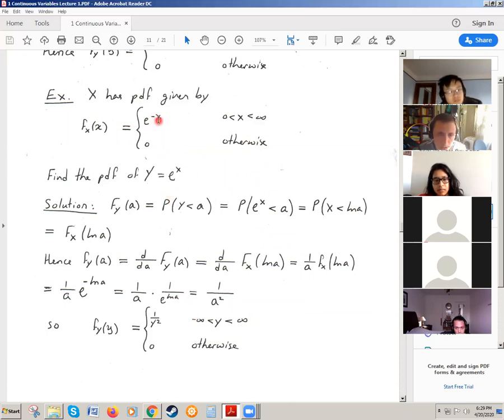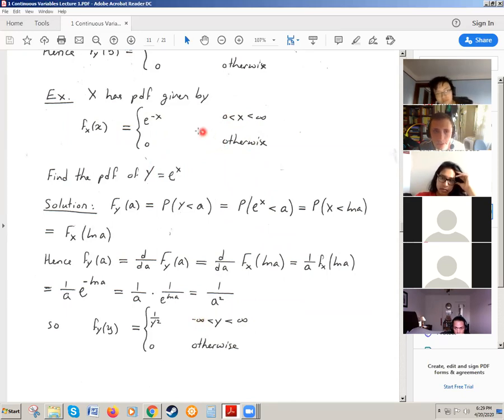So it's this, right? e to the x, right? e to the x is a number between 0 and infinity. So it should be between 1 and infinity. Right? Y can be a number between 1 and infinity. So what I wrote over here is wrong. It should be 1, yes?